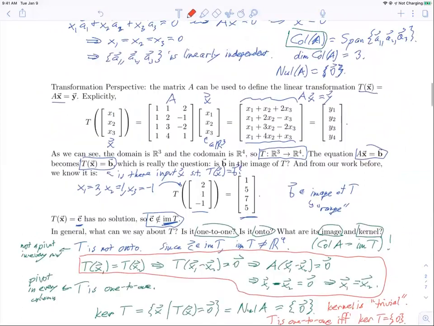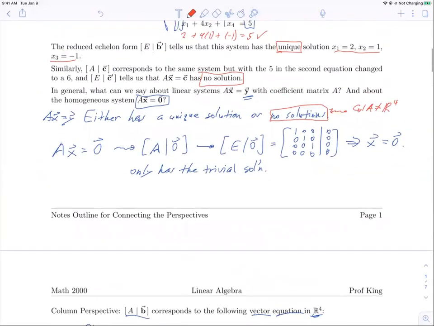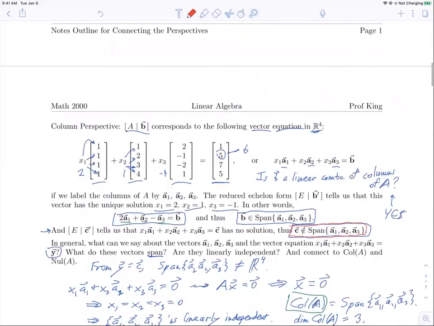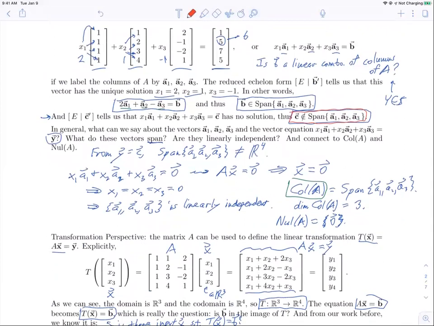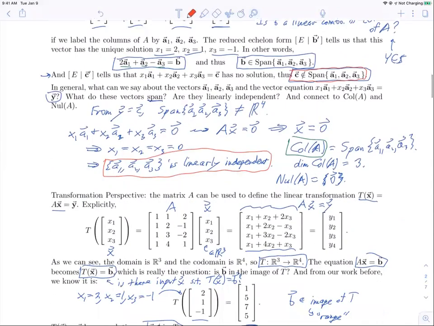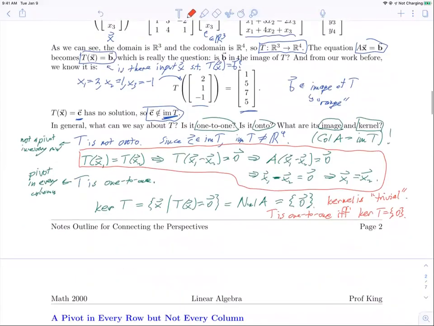Very similarly, the fact that there were no non-trivial homogeneous solutions ended up being equivalent to the fact that the column vectors of A were linearly independent, which was equivalent to the idea that the kernel is trivial here too, because it's the same as the null space. So you're really just answering the same question in different languages.